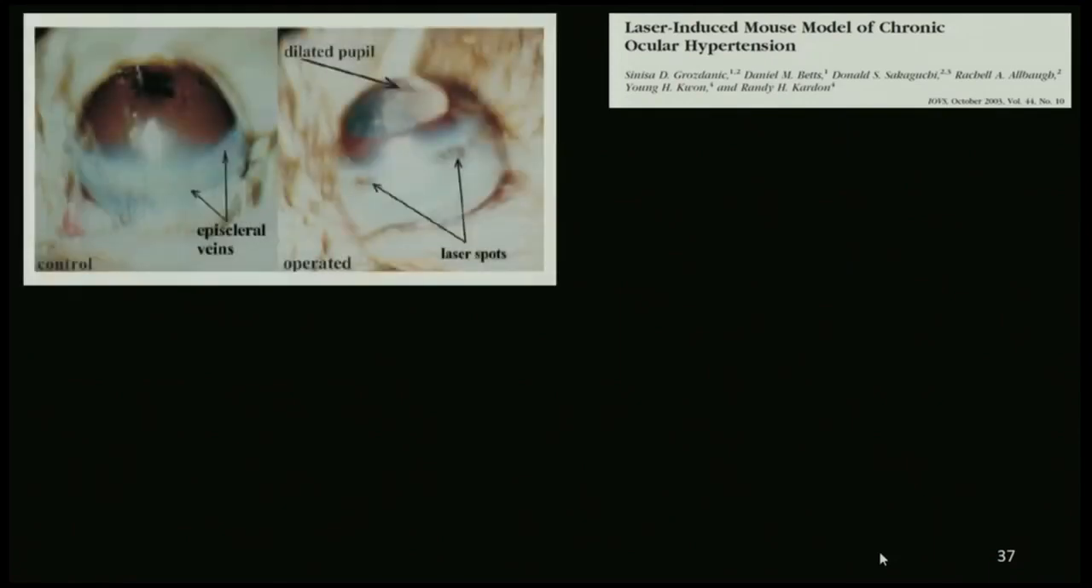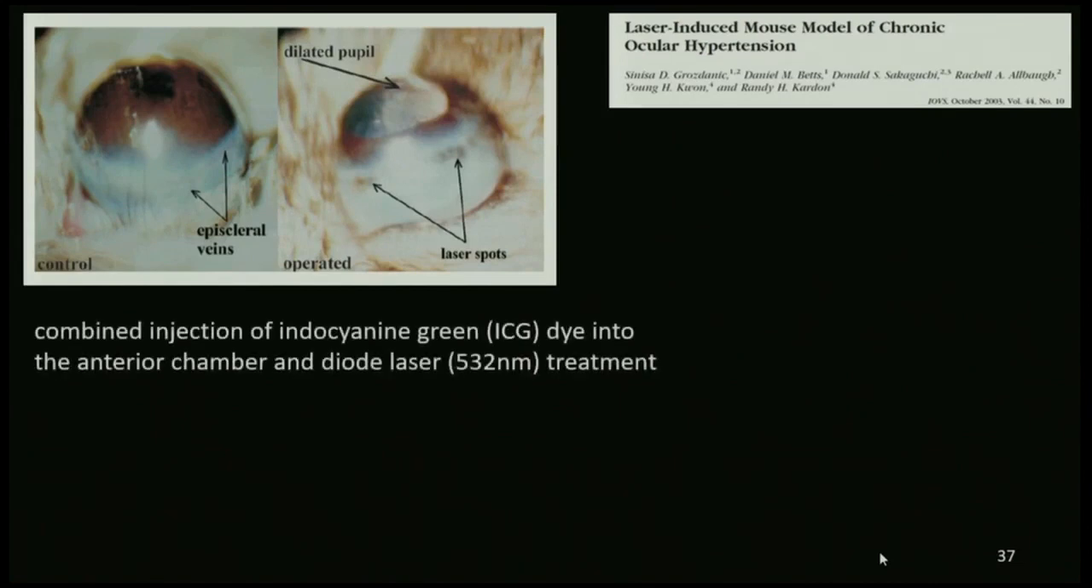Next, we're going to move on to another mouse model for ocular hypertension, to induce chronic ocular hypertension. This paper came out of Iowa, and what they did was they actually targeted just the episcleral veins. So here's the limbus here. This is where the episcleral veins would be, and these are the laser spots. They did use a diode laser, but in this particular model, they actually injected indocyanine green into the anterior chamber.